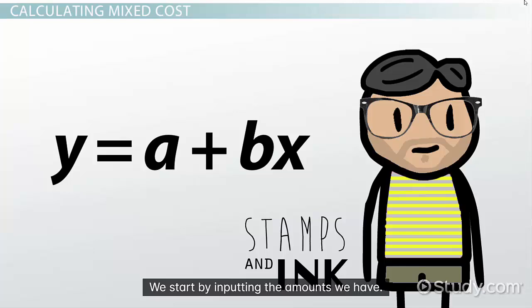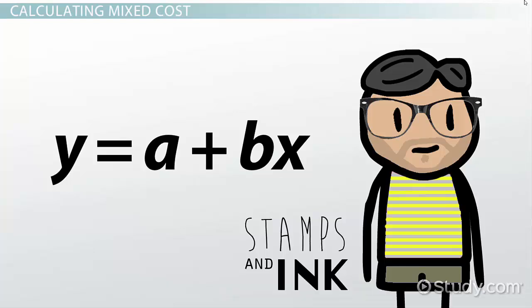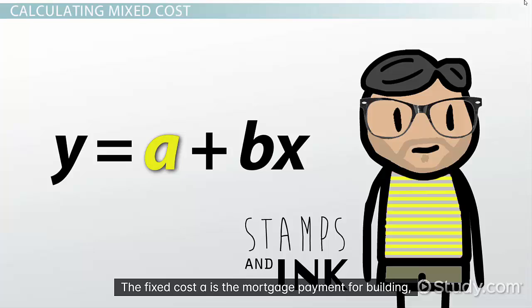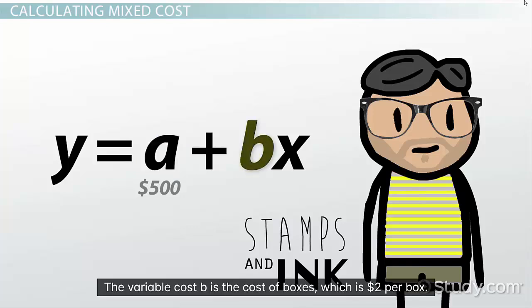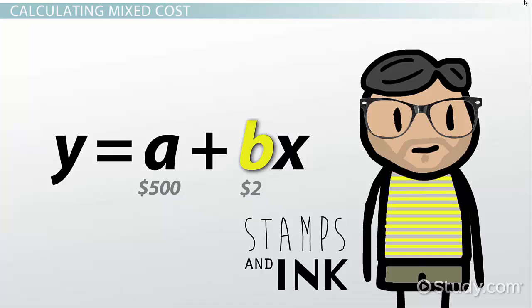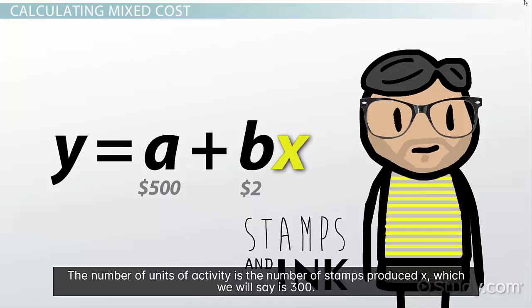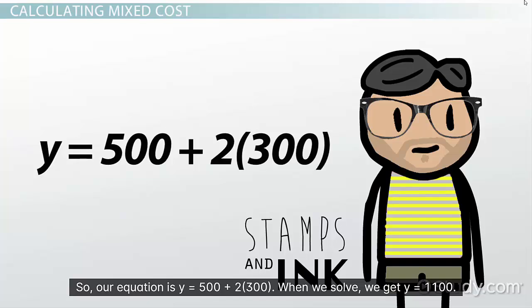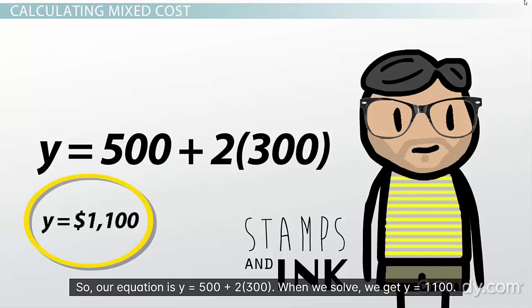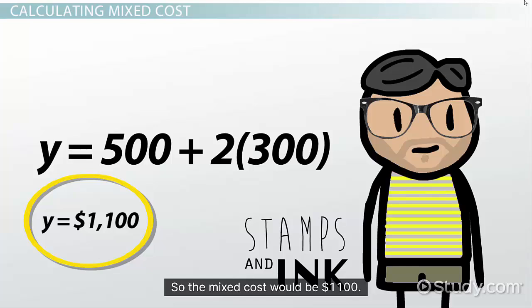We start by inputting the amounts we have. The fixed cost, a, is the mortgage payment for the building, which is $500 per month. The variable cost, b, is the cost of boxes, which is $2 per box. The number of units of activity is the number of stamps produced, x, which we will say is 300. So our equation is y equals 500 plus 2 times 300. When we solve, we get y equals 1,100. So the mixed cost would be $1,100.